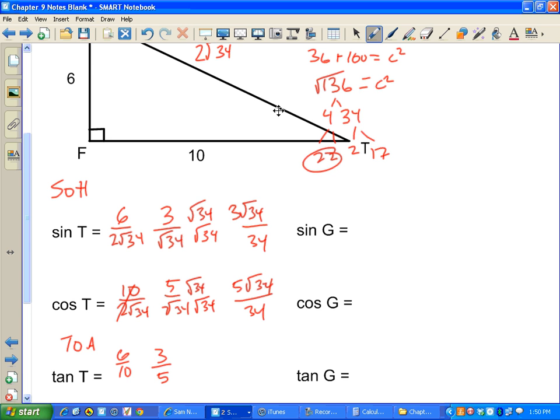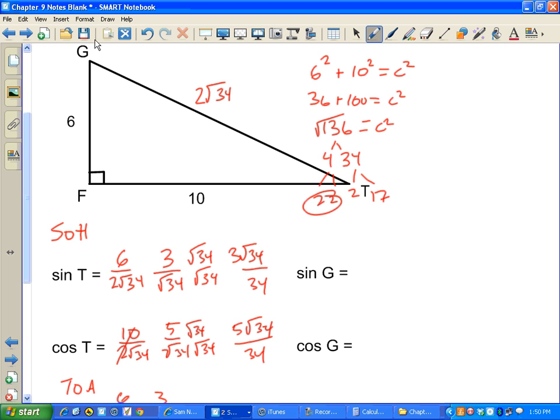The sine of G, G is the top angle here, so that's opposite of G, which is 10, over hypotenuse, which is 2 square root of 34. This reduces to 5 over the square root of 34, which rationalizes to be 5 square root of 34 over 34. Which was the same thing as the cosine of the other angle.